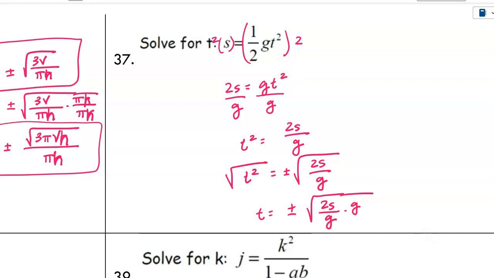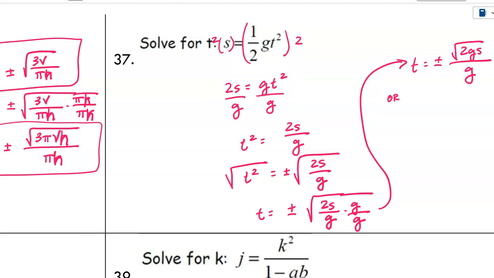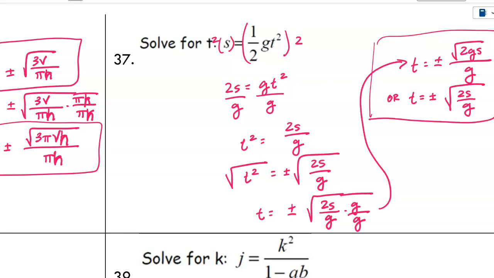To get that g out, multiply top and bottom by g. Okay, so t equals plus or minus the square root of 2gs over g. Or, since this is our first test, if you give me 2s over g all inside the radical, I will still take it. Okay? Good job, guys.